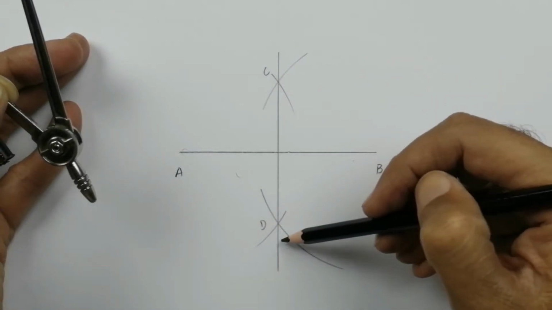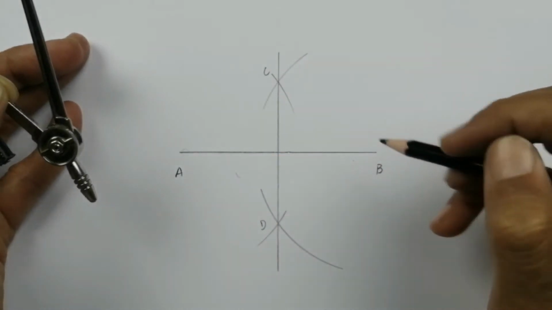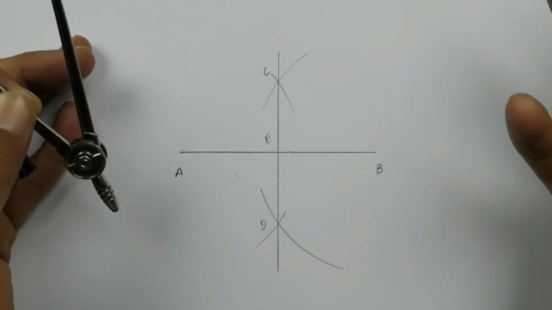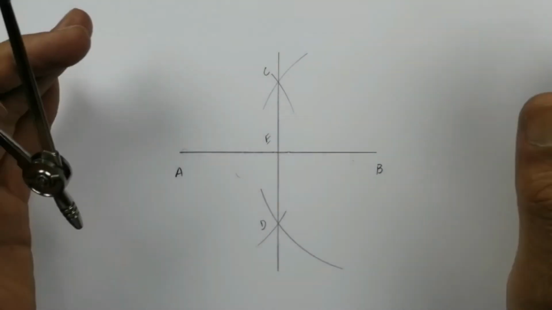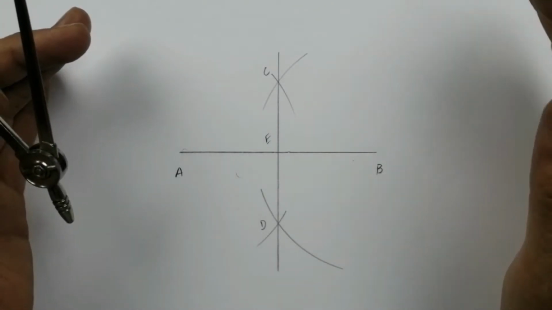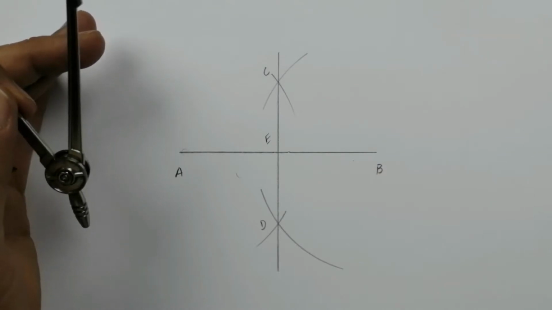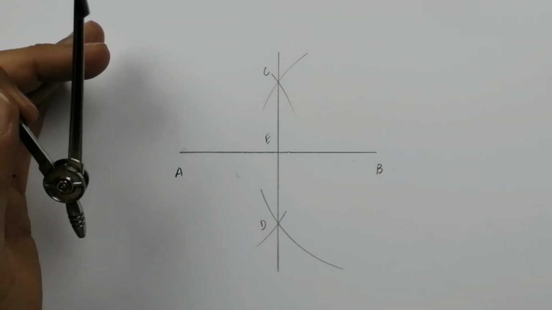So join C with D, they intersect AB at point E. You can name it with different letters, it's not compulsory. So in this way you can bisect your line segment, right? Now we will see how we will bisect an angle.